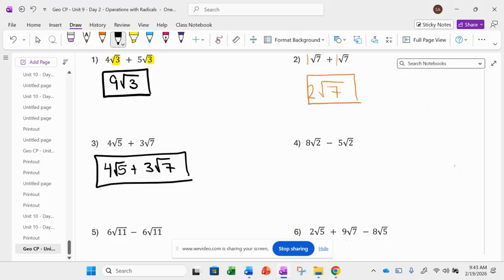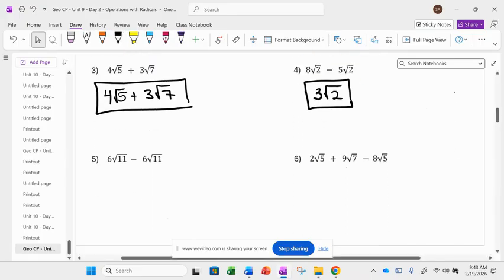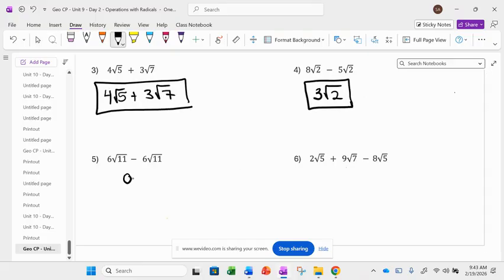And now the same rules go for subtraction. So if I have an 8 root 2 minus a 5 root 2, that's going to give us 3 root 2. I'm going to do number 5 with you. 6 root 11 minus 6 root 11. Isn't that 0 root 11? But what's 0 times anything? 0. So this answer is just 0.